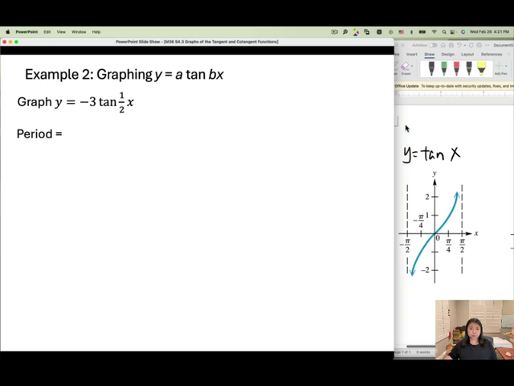Okay, example 2. I want you guys to try to find out the period, find out the 2 adjacent vertical asymptotes, and then divide it into 4 parts and figure out the x values.